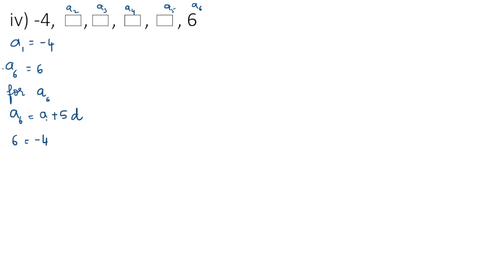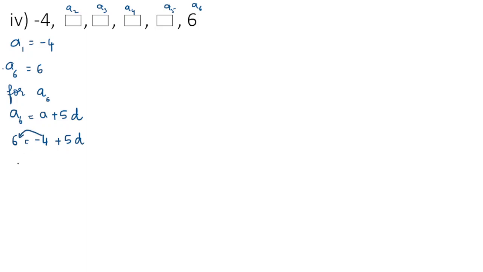So even here a1 is given, and this is a2, this is a3, this is a4, and this is a5, and a6 is given. So a6 is how much? It is 6 only. So for a6 we have to write the formula now. a6 is equal to a plus 5d, isn't it? 6 is equal to, the a value is how much? Substitute the values of a and a6. So minus 4 plus 5d.